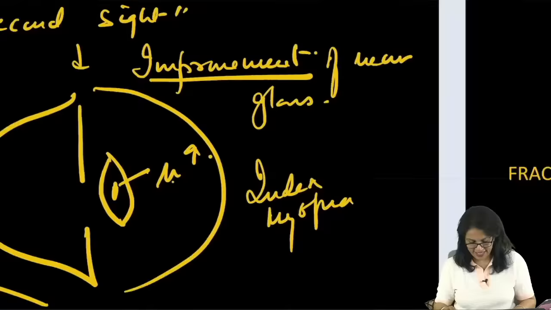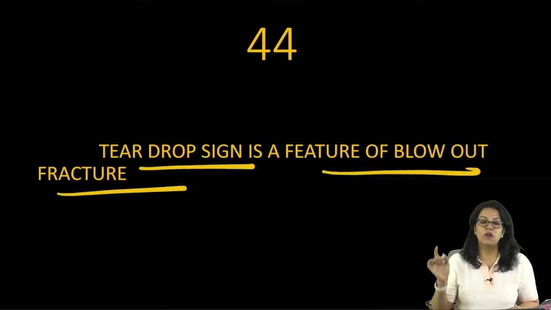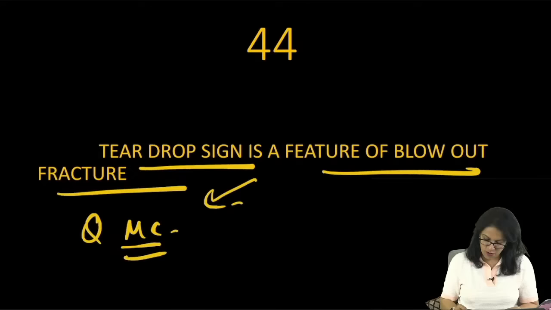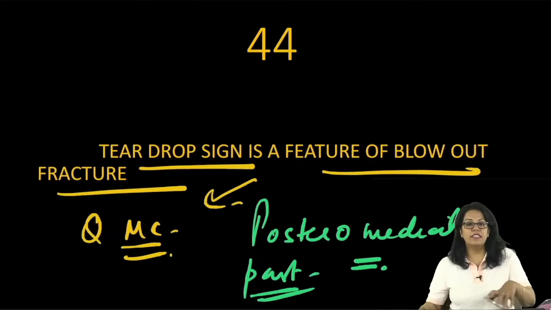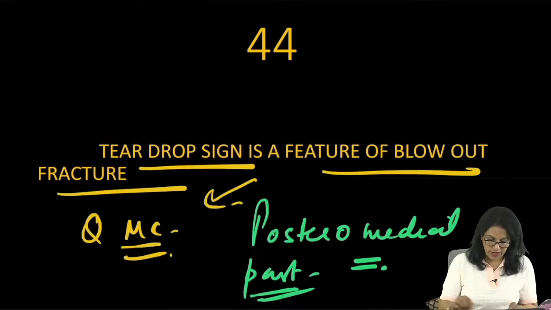Chalo, next point. Teardrop sign. We all know this is a feature of blowout fracture. What is blowout fracture? Fracture of the floor. Okay, one question here. Most common site of blowout fracture. You should answer posterior medial part. This was a recent question, guys. The weakest part of the floor is the posterior medial part, and therefore this floor fracture will happen here. And if it is associated with a medial wall fracture, what will you get is subcutaneous emphysema, isn't it?